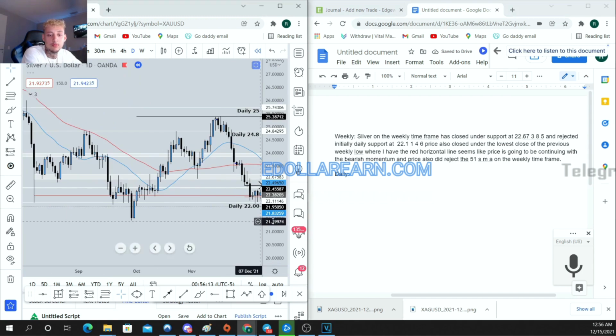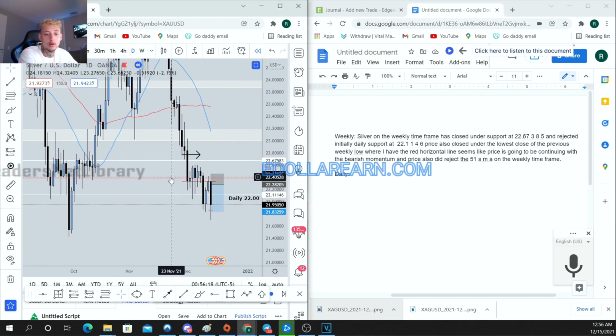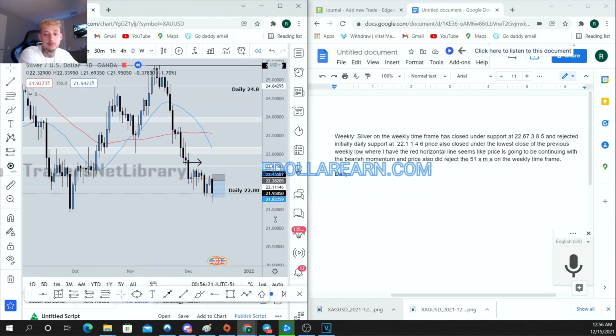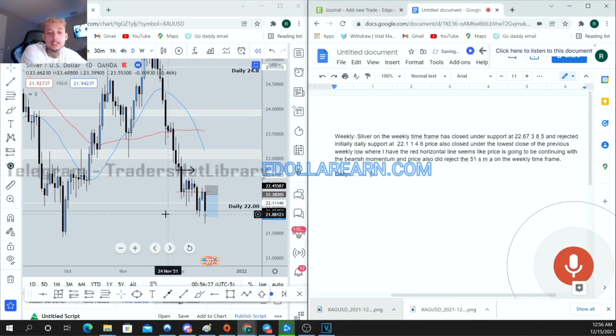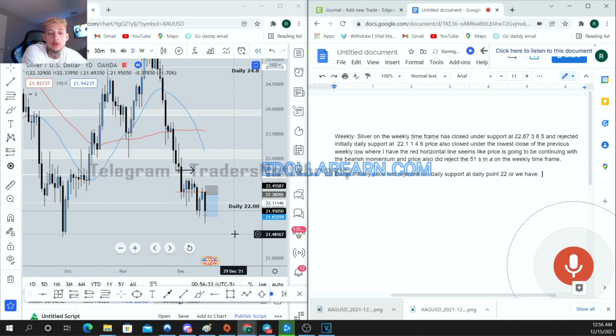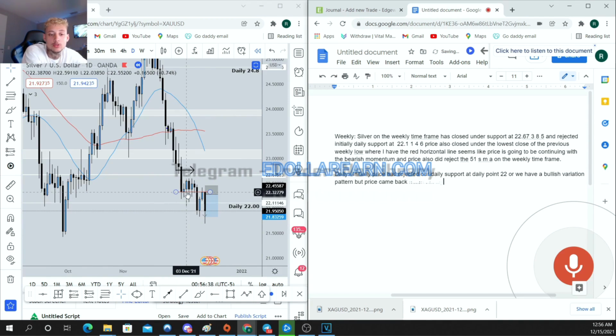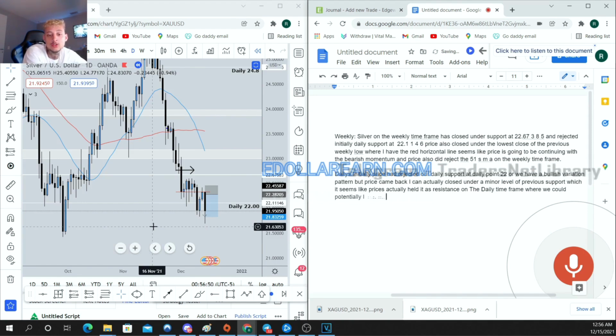So we're going to go to the daily time frame. We're going to go here. So let's undo that. So I'm going to erase this here and just speak about the daily time frame and what I see here on the daily time frame. Initially, price had rejected our daily support at daily point 22, where we have a bullish variation pattern, but price came back and actually closed under a minor level of previous support, which it seems like price has actually held as resistance on the daily time frame, where we could potentially look to go short because bullish momentum does not seem as strong.